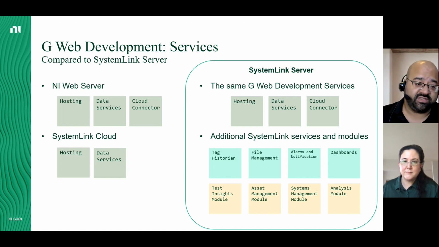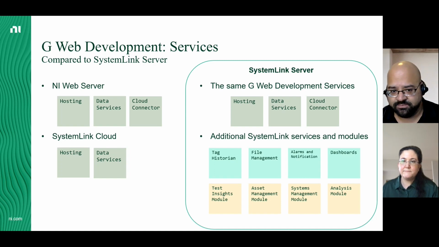So that's SystemLink Server. What's included with GWeb is to web enable your test systems, and that's a subset of the services that you're entitled to use. It's all included in there. SystemLink Server shares some of those, but also has a whole bunch of additional capabilities. They're separate products.